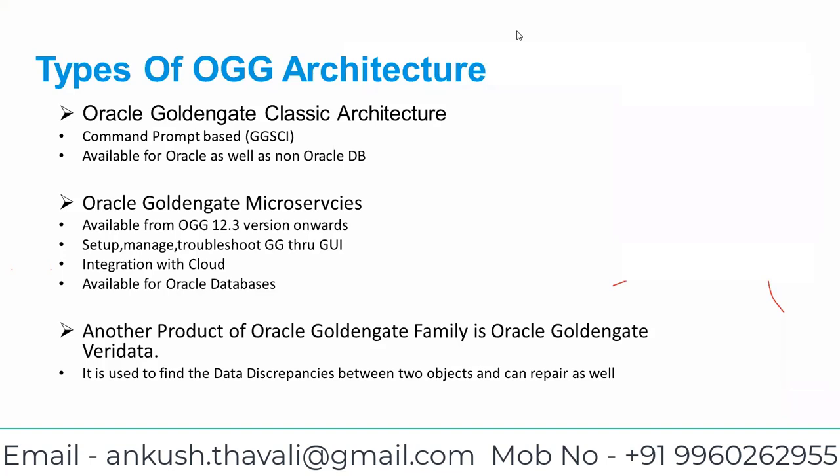So there are two types of architecture in Oracle Golden Gate. One is Oracle Golden Gate classic architecture and second is microservices. So I'll give you a quick overview of Oracle Golden Gate. Golden Gate was founded in 1995 and it was named after the famous San Francisco Golden Gate Bridge. Until 2009, it was Golden Gate. In 2009, Oracle took it over, and since then, it is known as Oracle Golden Gate.